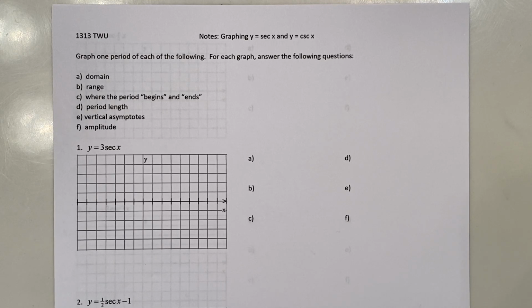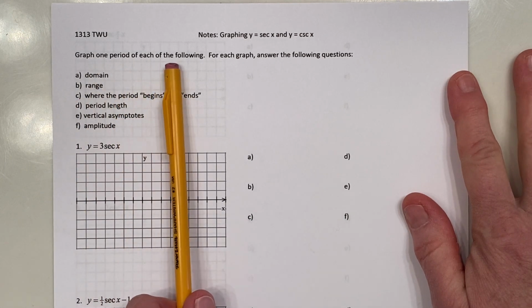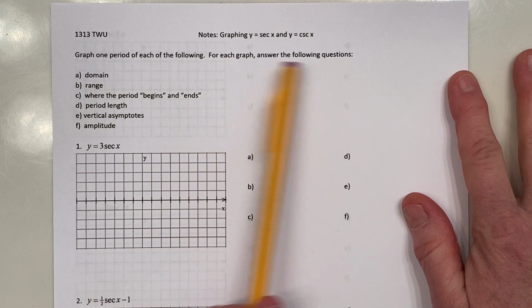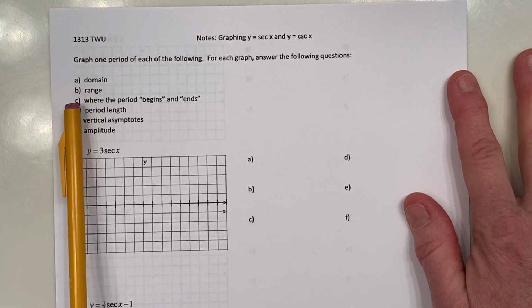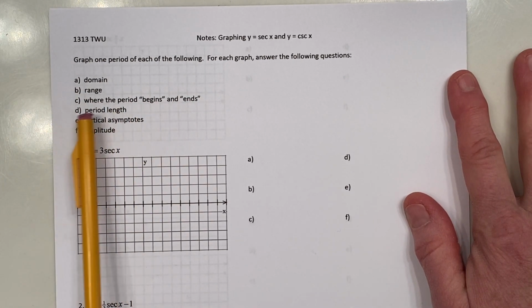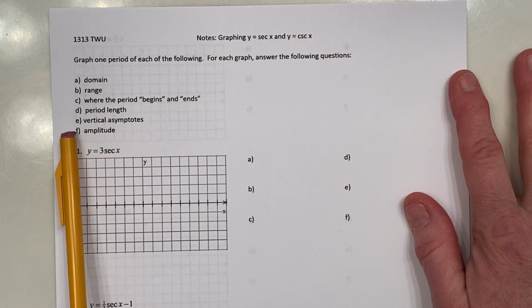In this lesson, we're going to be transforming y equals secant x. We're going to graph one period of each of the following, and then for each graph, we're going to answer the following questions. We want to make sure to give the domain, range, where the period begins and ends, the length of the period, vertical asymptotes, and we'll also return to talking about amplitude.